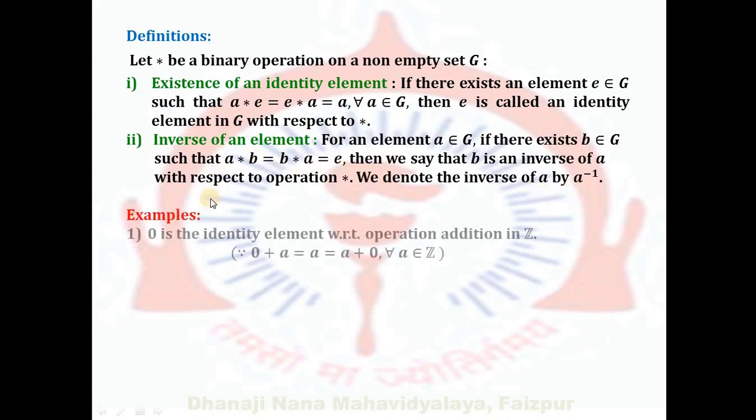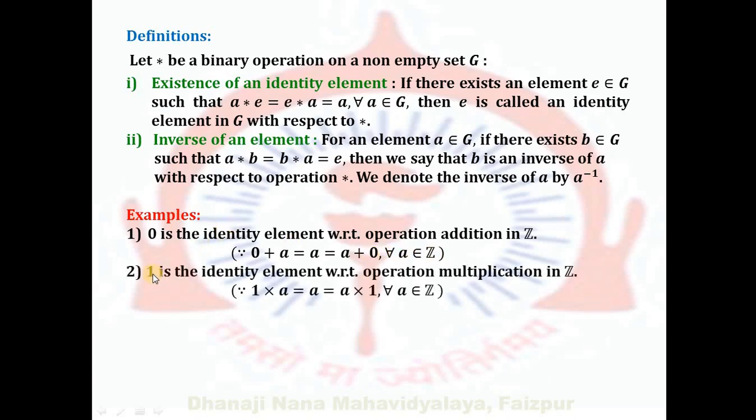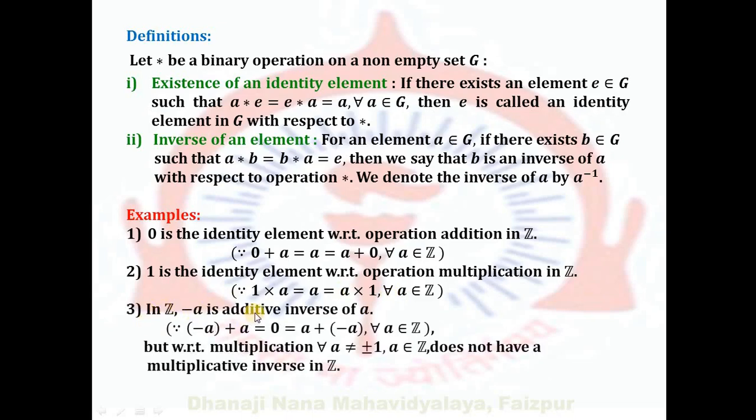Now examples. 0 is the identity element with respect to operation addition in Z, because we know that 0 satisfies the condition 0 plus a is equal to a, that is equal to a plus 0, for all a belonging to Z. Second, 1 is the identity element with respect to operation multiplication in Z, because 1 satisfies the condition 1 into a is equal to a, that is equal to a into 1, for all a belonging to Z. Then in Z, minus a is the additive inverse of a, because we know that minus a plus a is equal to 0, that is equal to a plus minus a, that is, this sum is equal to the identity element.